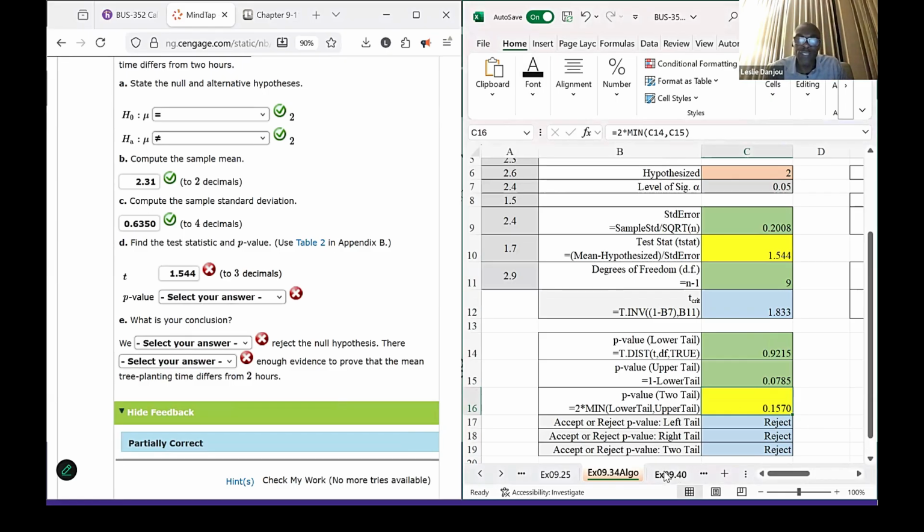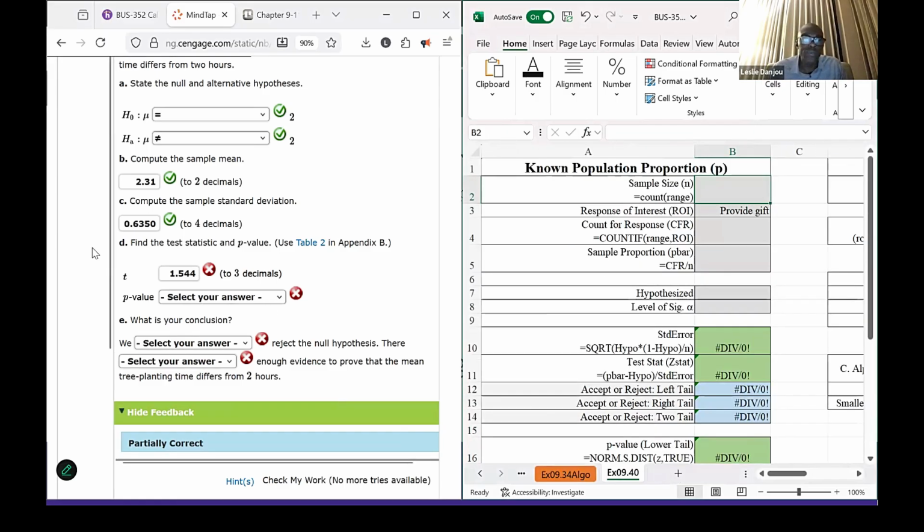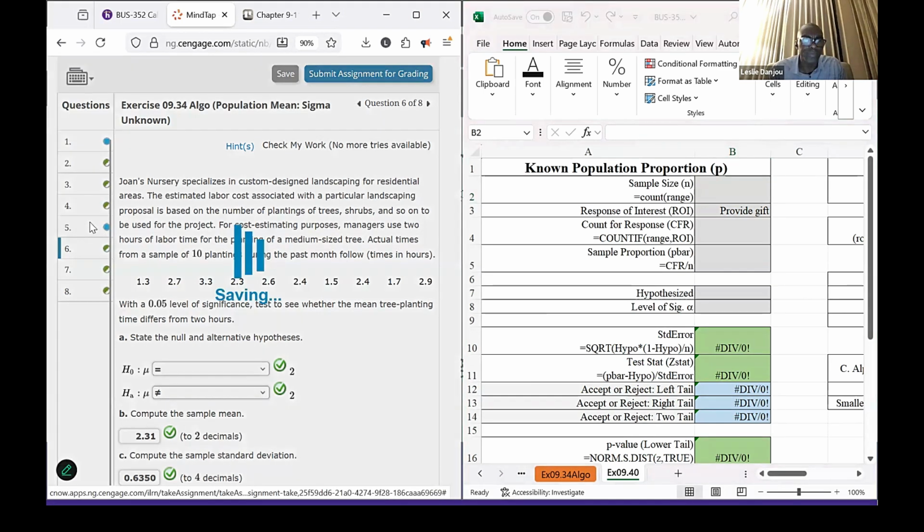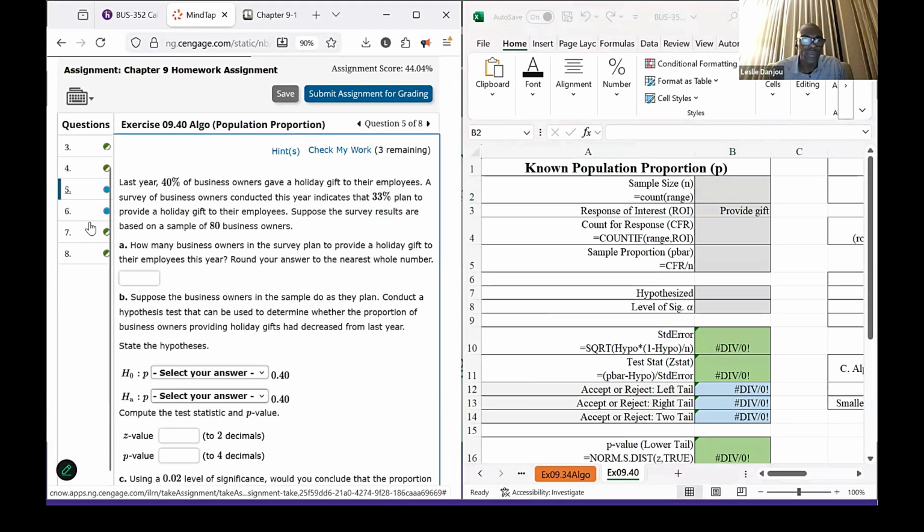Can we go to 9.40, please? 9.40. I'll scroll up. Oh, I think we're missing one. All right, 9.40.